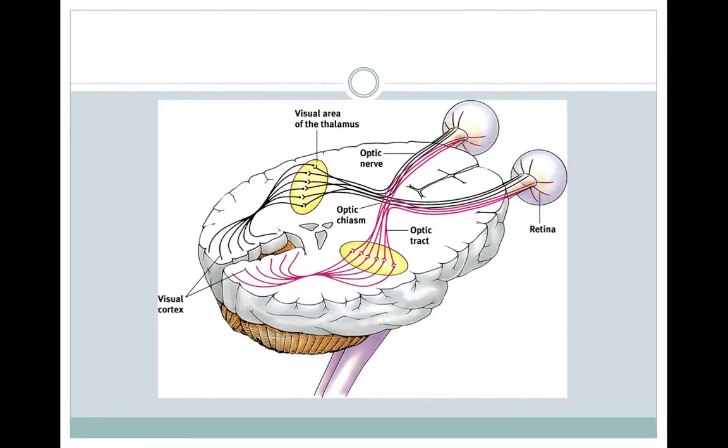This is a nice illustration just showing you how information that leaves the eye via the optic nerve crosses over the corpus callosum, and it is relayed via the thalamus to the visual cortex in your occipital lobe.